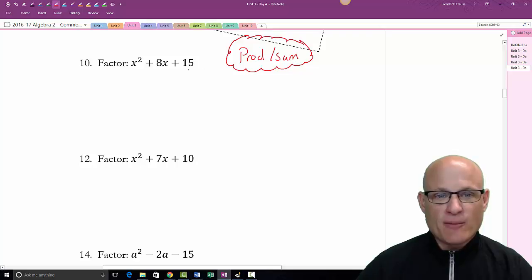You need to find two numbers that multiply to positive 15 and add up to 8. And I hope you know that's plus 3 and plus 5. They multiply to 15, and they add up to 8.